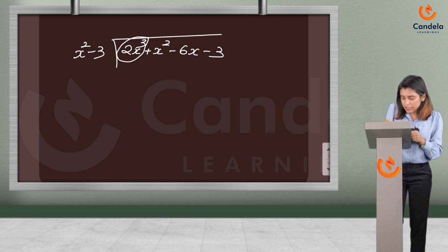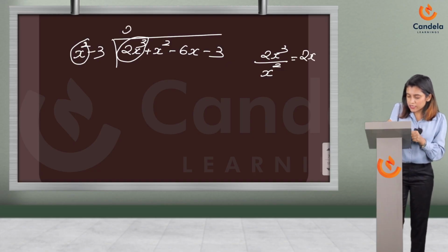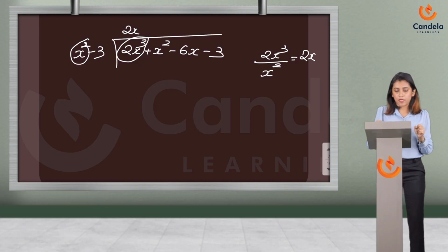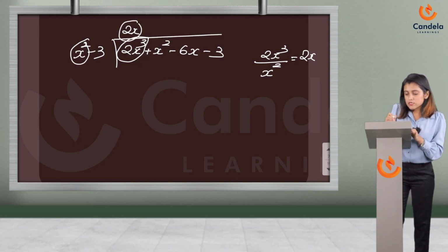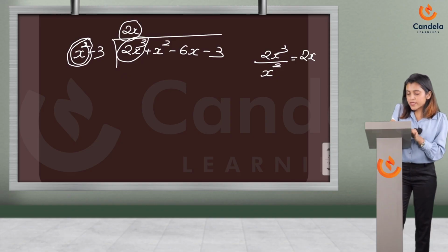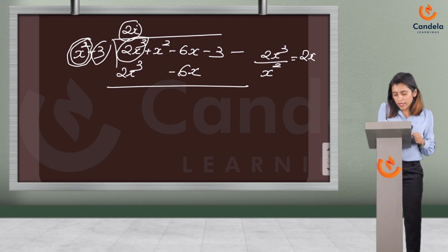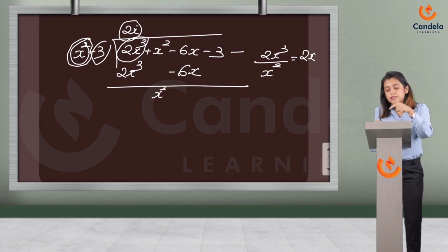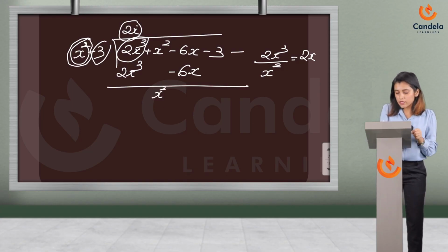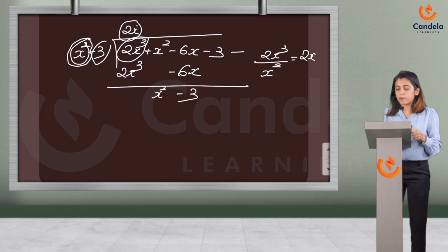First step is dividing 2x cube with this term, x square, and it is equal to 2x. And we will be writing it as the first term of the quotient. And the next step is multiplying this 2x with this term. 2x into x square, which is 2x cube. Then 2x into minus 3, which is minus 6x. Then we are going to subtract it. 2x cube minus 2x cube is 0. Then x square minus 0. Then minus 6x minus 6x, which is 0 again. X square, then minus 3 is left. We will be writing it down.